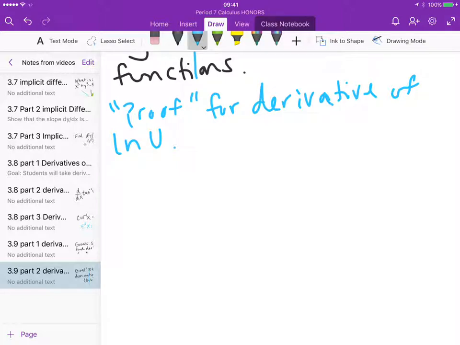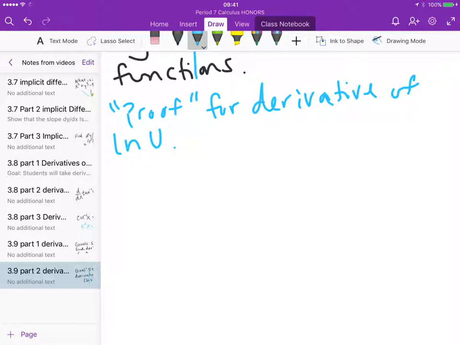I don't like always just giving everything to you. I want to make sure that we're showing where everything comes from as well. And so we're going to go over the proof for ln of u's derivative formula, and then I will hand over the derivative for the natural log of a as well. So let's take a look here real quick.